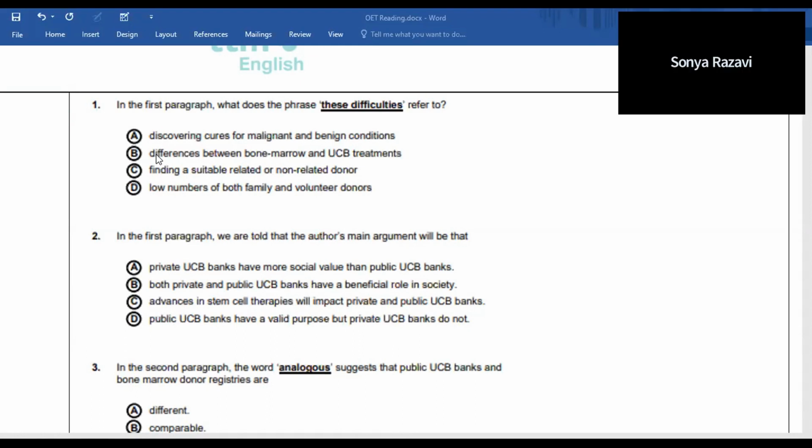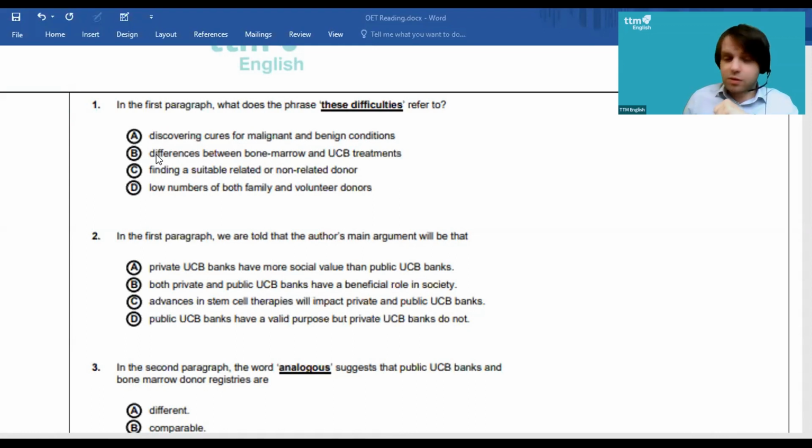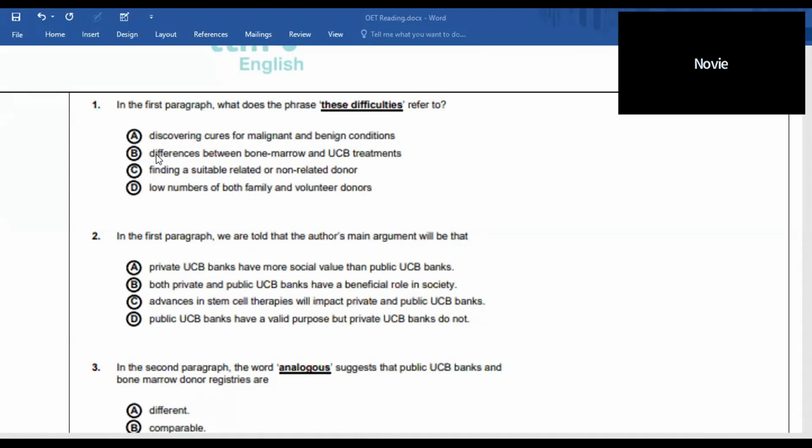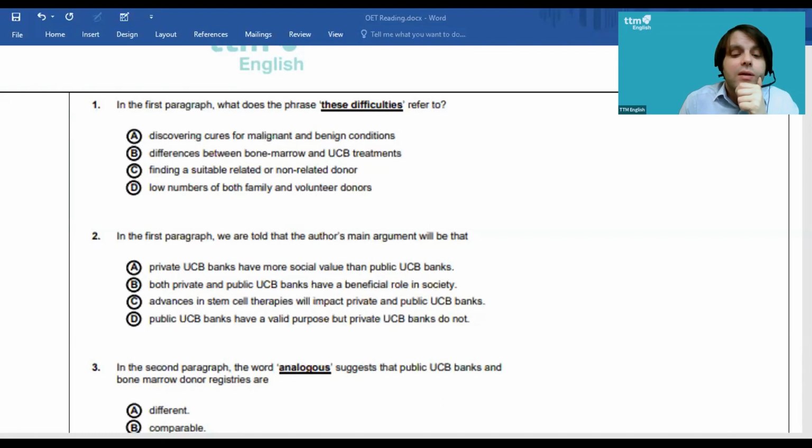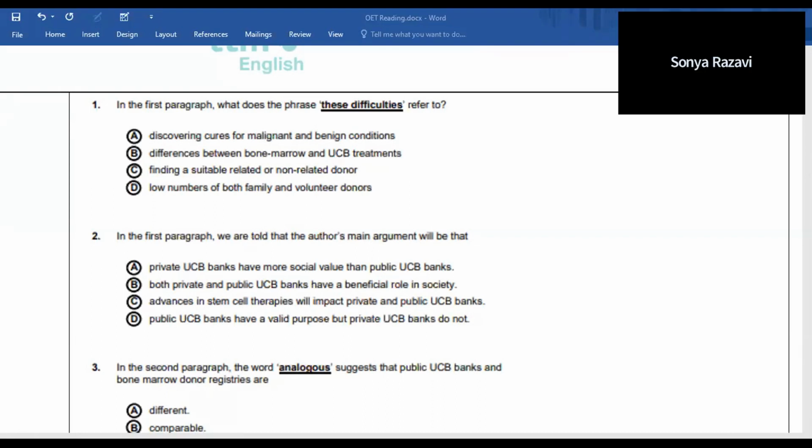D, low numbers of both family and volunteer donors? No, maybe. C. Can you all say C? Most people are saying C. And you know what? Because the answer keyword is non-related donor. The answer is C, right?